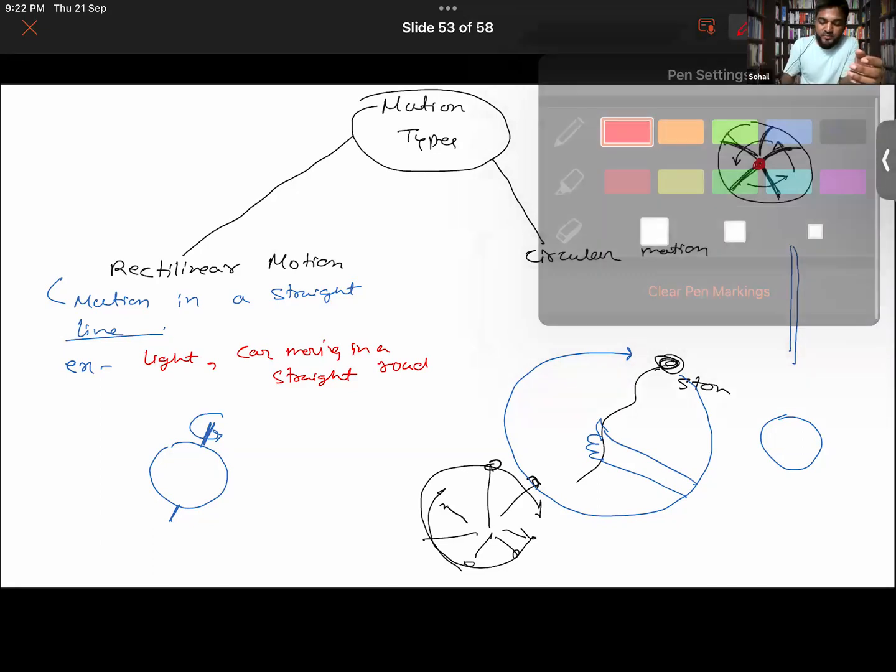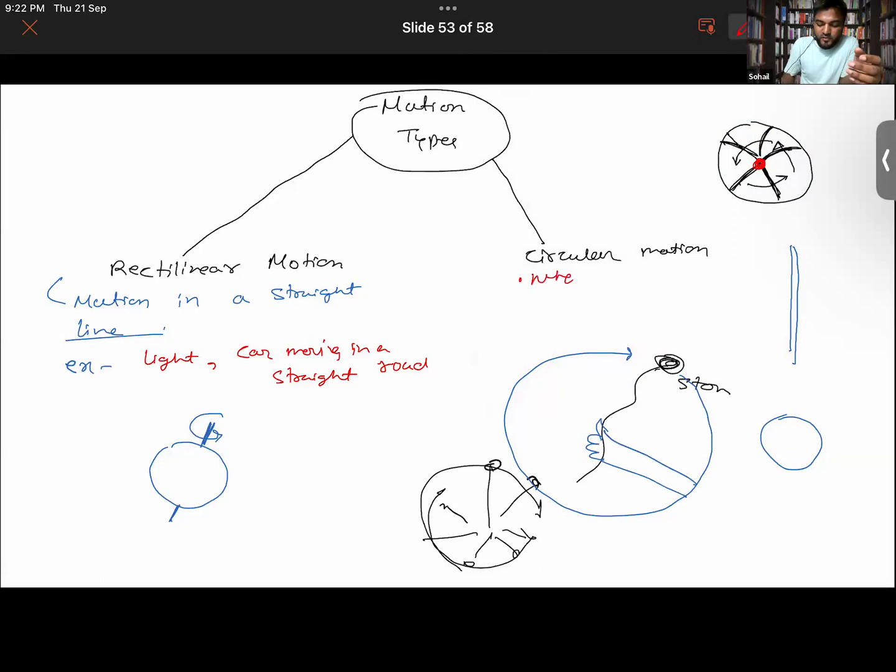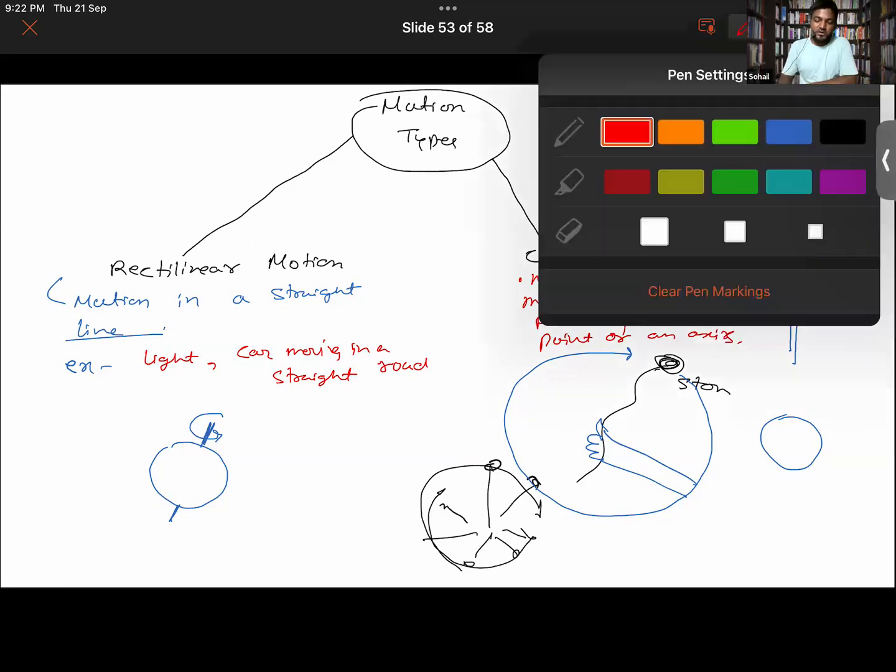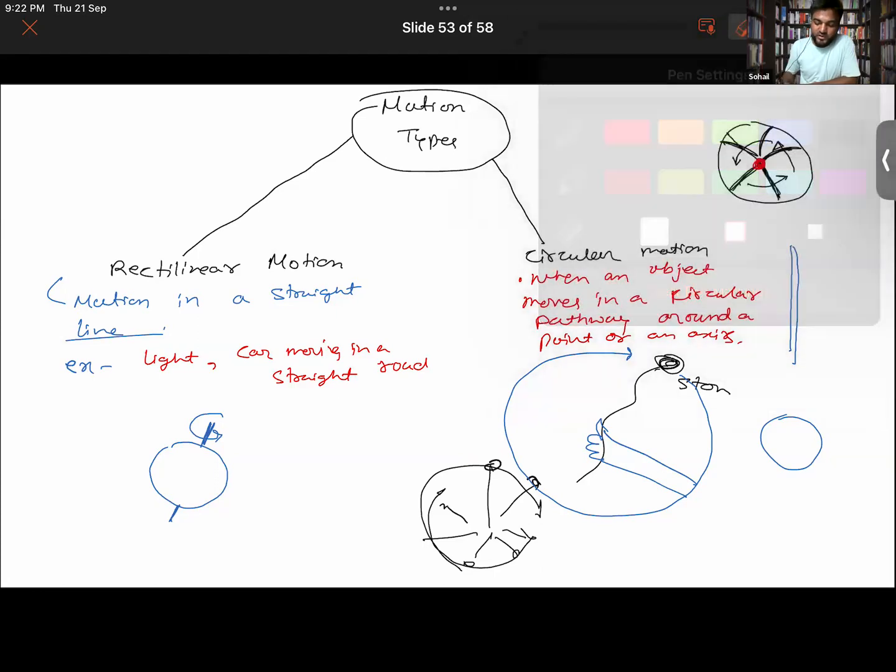So we say that when an object moves in a circular pathway around a point or an axis, got it now? That is simply circular motion, and you have so many examples here.